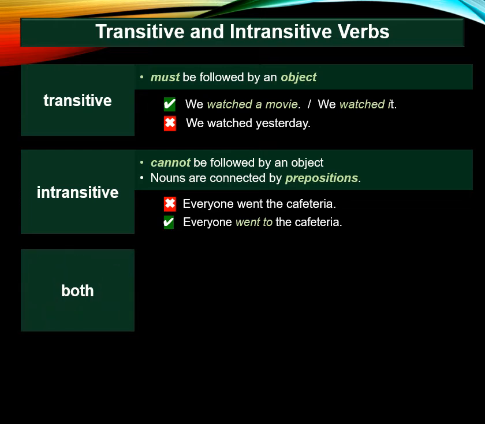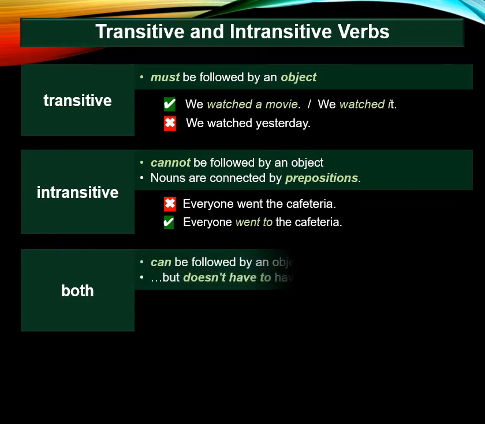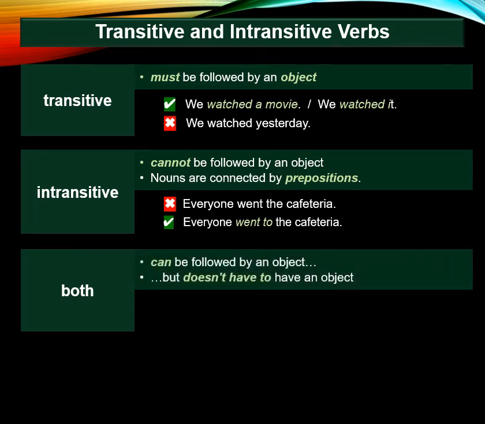Now, some verbs can be both transitive and intransitive. That means the verb can be followed by an object, but doesn't have to have an object. For example, I ate a sandwich for lunch. I ate in the cafeteria. Eat is both transitive and intransitive. It can have an object or not. It depends on the situation.